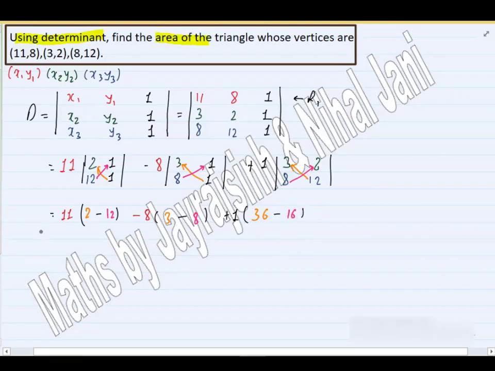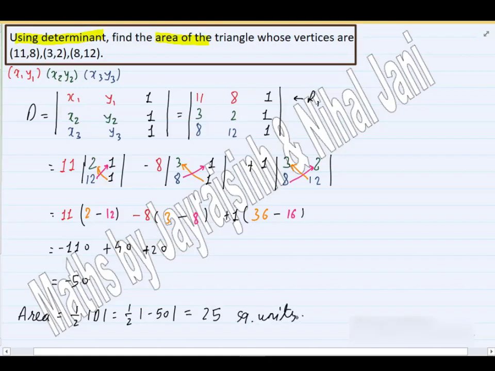Right, simplify. Here we will get 11 times minus 10 will give us minus 110. Then in next term we will get plus 40. The last term will be plus 20. It will give us minus 50. So finally our area of triangle is half mod D, or we can say half mod minus 50. So 25 square units is the final answer.